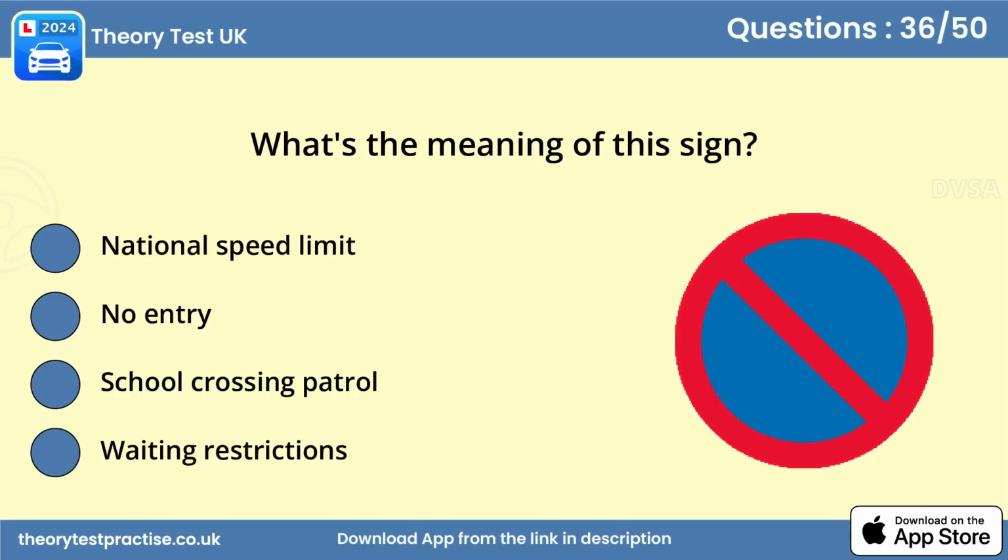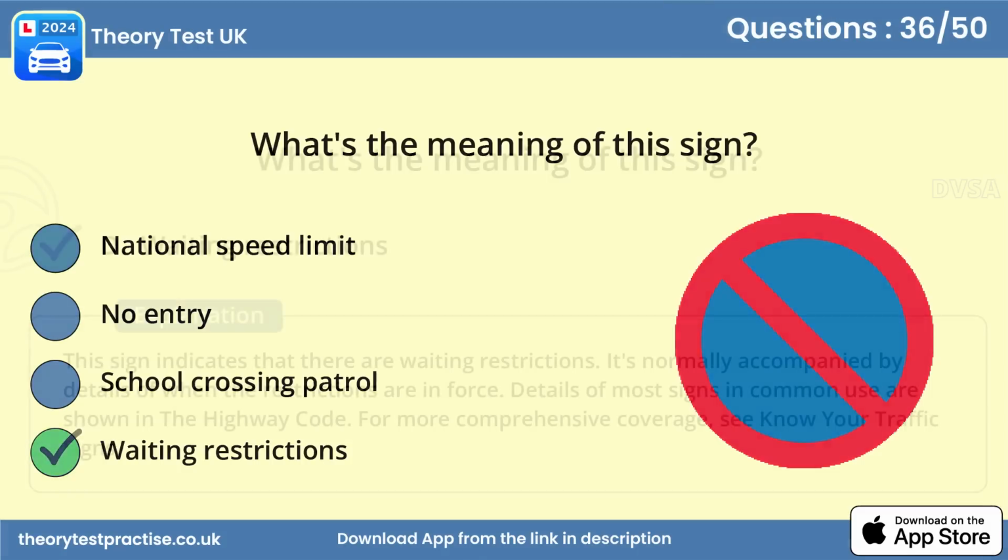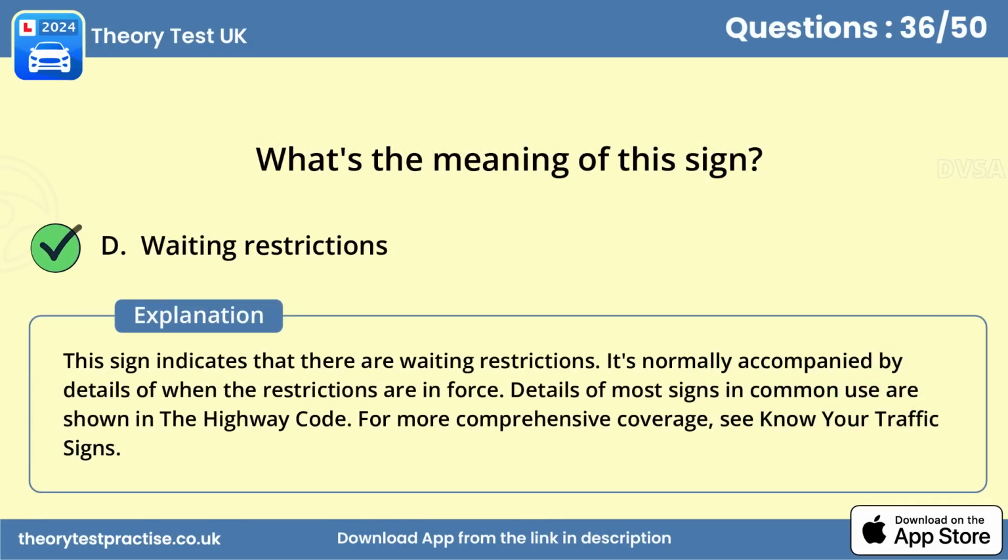Question 36. What's the meaning of this sign? D. Waiting restrictions. This sign indicates that there are waiting restrictions. It's normally accompanied by details of when the restrictions are in force. Details of most signs in common use are shown in the Highway Code. For more comprehensive coverage, see Know Your Traffic Signs.